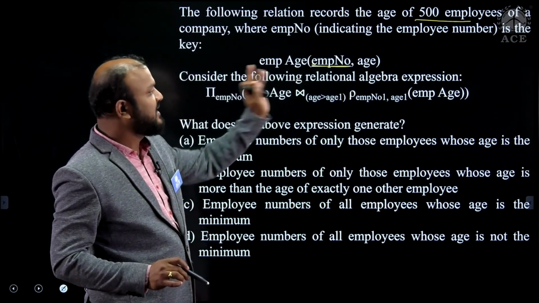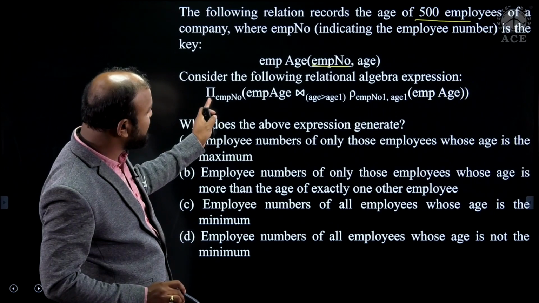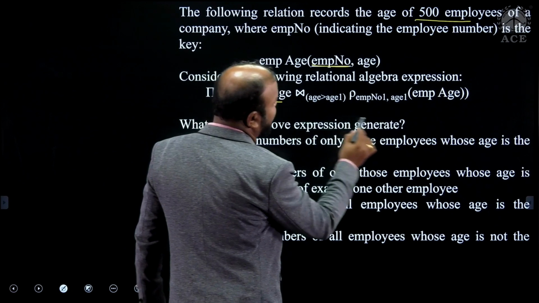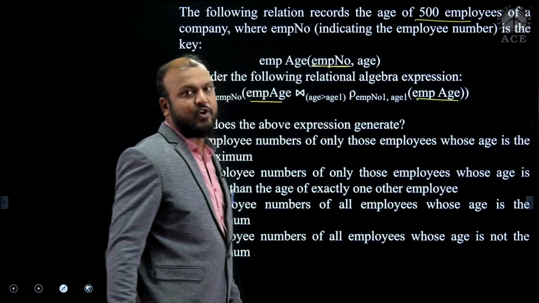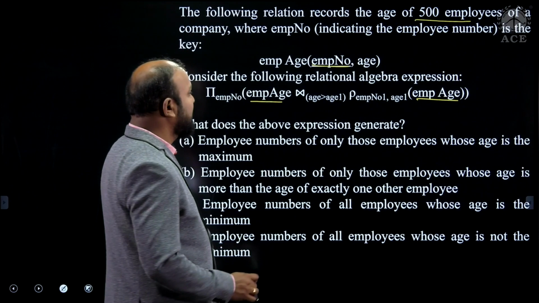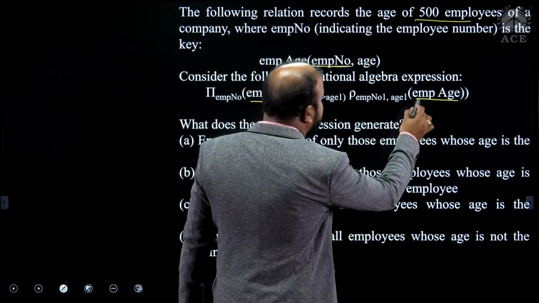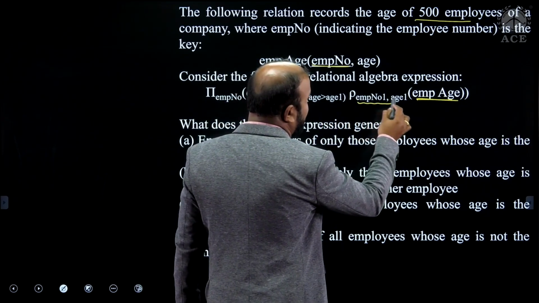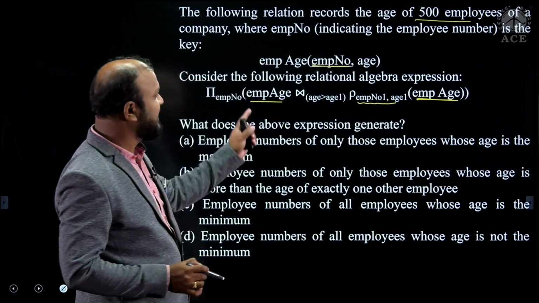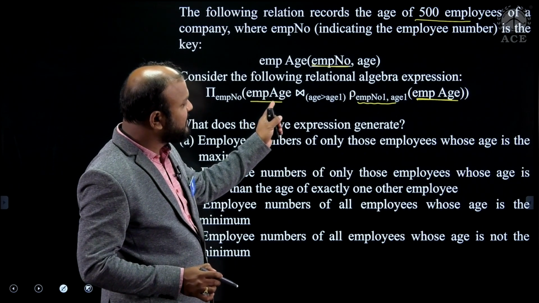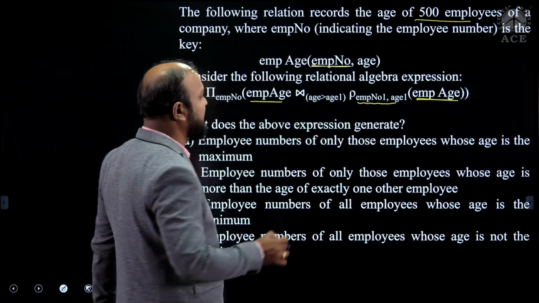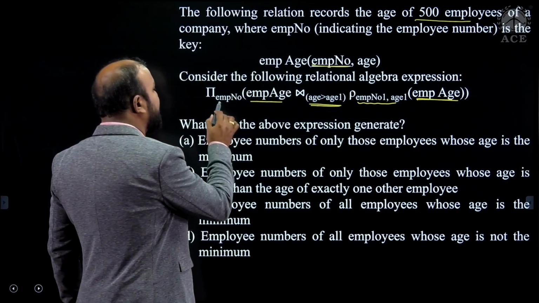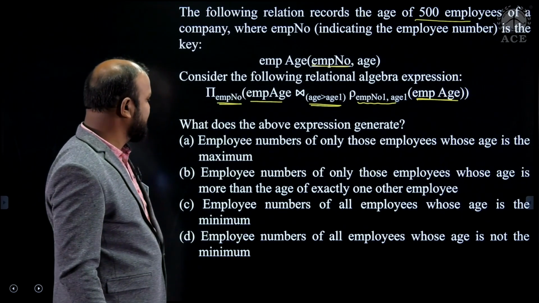Consider the following relational algebra expression. Here you can observe the expression EMP age is a relation which is joining with EMP age. We call it a self join. The second EMP age relation which is joining is renamed as EMP number 1, age 1, and the relation EMP age is joined with EMP age with a condition that age greater than age 1, and finally it is finding the EMP number in the output.